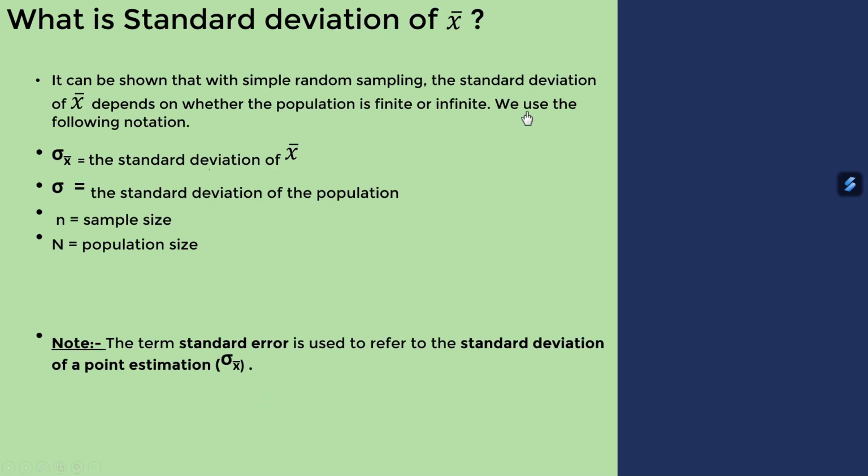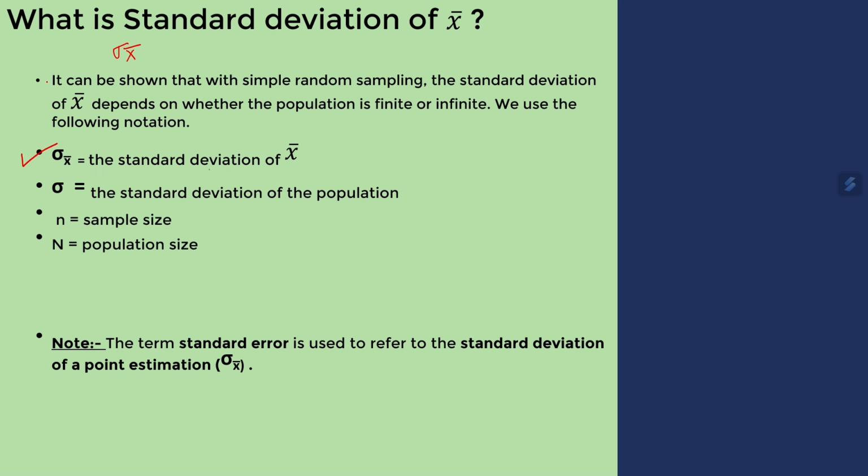Alright, now let us understand what is meant by standard deviation of x bar. So we know the usual standard deviation of the population. Here what we are doing is calculating something different, which is called the standard deviation of x bar. That is why we are denoting it as standard deviation of x bar, as mentioned over here.